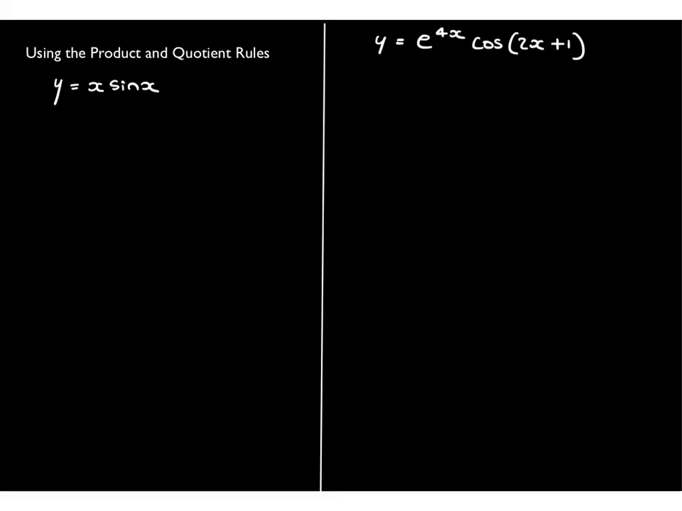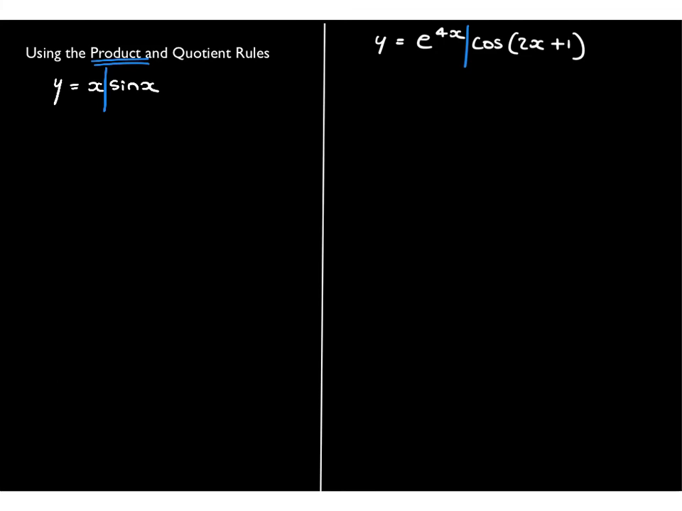So we're now going to quickly finish off by practicing using the product and quotient rules when we're differentiating trig functions, or a mixture of trig and other types of functions. So have a look at these two examples first of all. You should be able to see straight away that in both cases we are dealing with a product. So we're going to use the product rule for both.